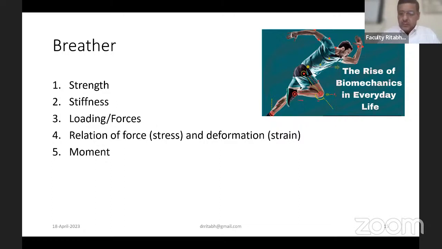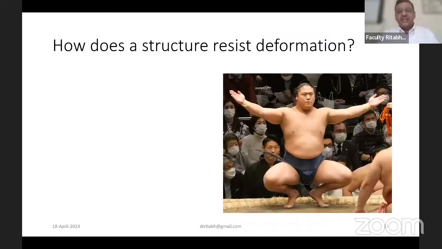So, how does a structure resist deformation? How does an implant resist deformation? How does someone or something resist deformation? A sumo wrestler resists deformation simply by the body weight, his mass, what we call inertia. The heavier he is, the better he will be able to resist any push.